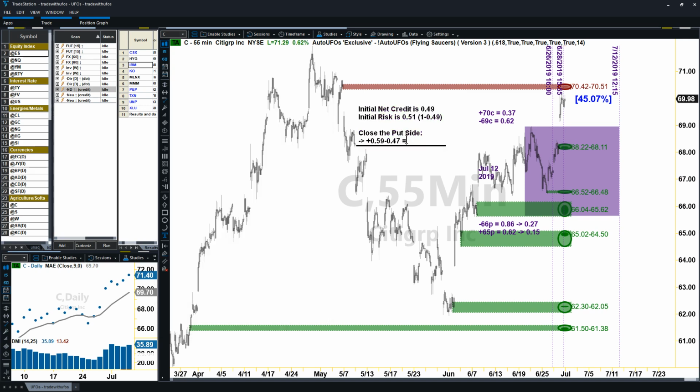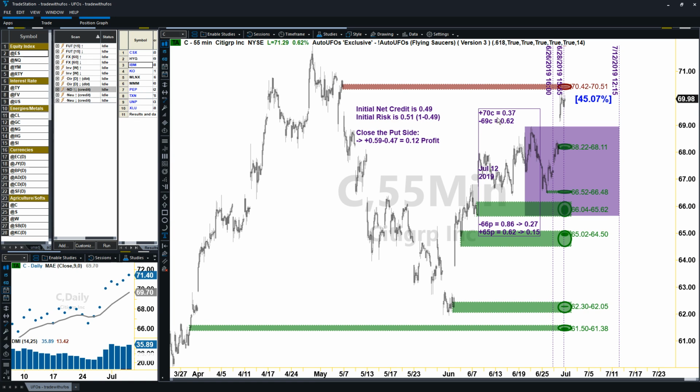By closing the put side, I would make a small profit of 12. So here I would collect 0.12. This is a profit from the put side. Now, I'm not going to leave the call side the way it is. Remember what we said is that we're going to reconvert.